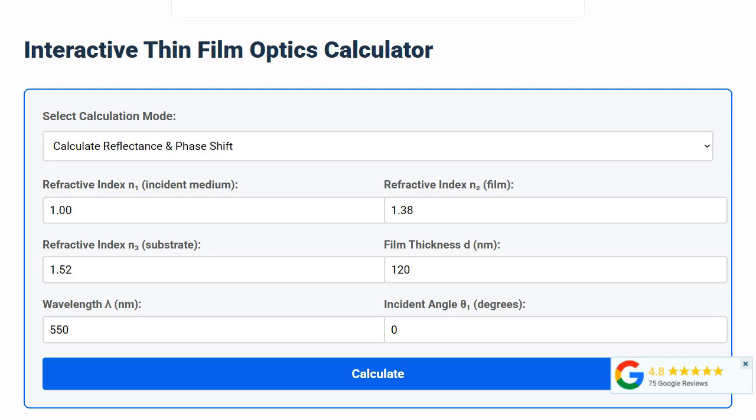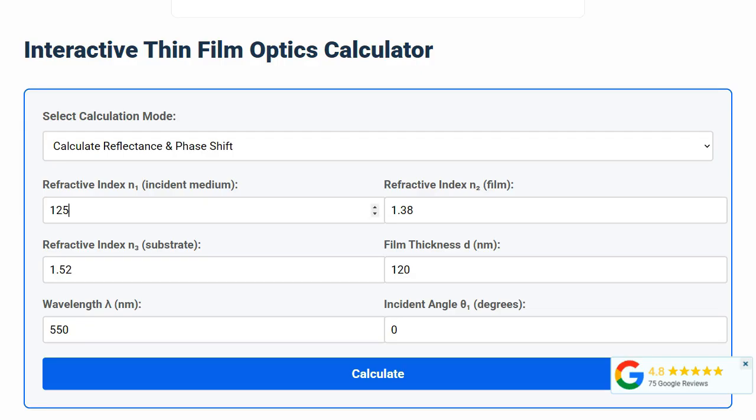To use this calculator, start by entering the film thickness in nanometers. Let's use 125 nanometers for a typical quarter wave coating. Next, input the refractive index of your thin film, such as 1.38 for magnesium fluoride. Enter the substrate refractive index, like 1.52 for standard glass.